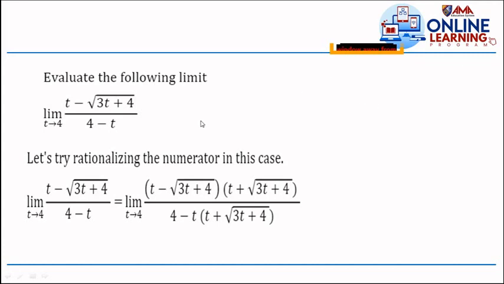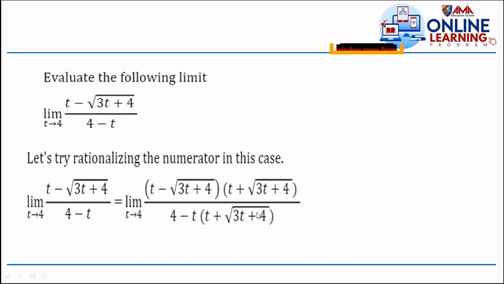Okay. So for this problem, your a is equal to t. Ito yung b natin, square root of 3t plus 4. So this is your a minus b. We're going to multiply that a minus b multiply by a plus b. Sa baba, ilagay din natin a plus b. So 1 pa rin ito. Hindi pa rin nagbago yung equation natin. Yung 4 minus t, nandito pa rin. Nasundan po natin?